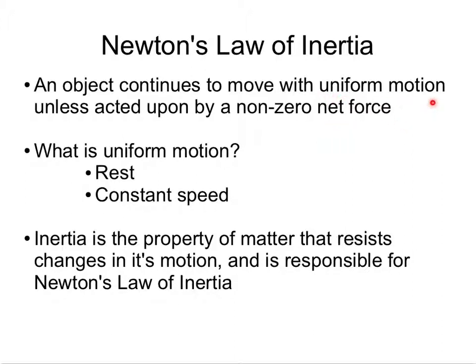Uniform motion, what does that mean? It means that the object is either going to be at rest or it's going to be moving at constant speed. Since it's going to resist changes in its motion, this property of matter that's responsible for this resistance is called inertia.